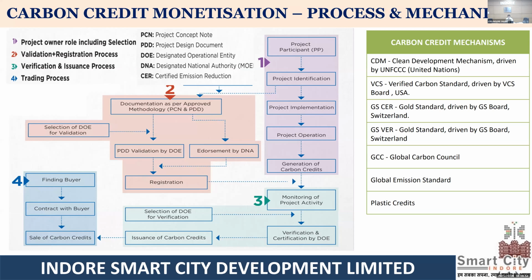Now, as I talked about, the process flow is very complex. As we can see, there are 4 different parts to be done by 4 different entities. The part on the right side, the purple part, has to be done by the project owner. The red part has to be done by designated operational entities. The blue part has to be done by the trading entities. And the green part has to be done by those involved in verification and issuance processes.